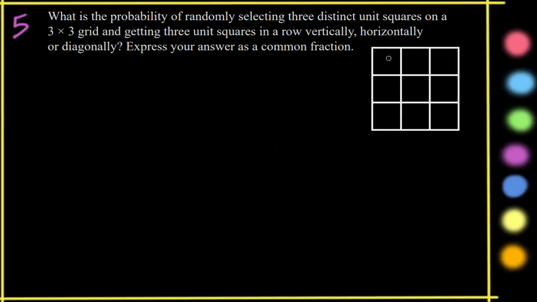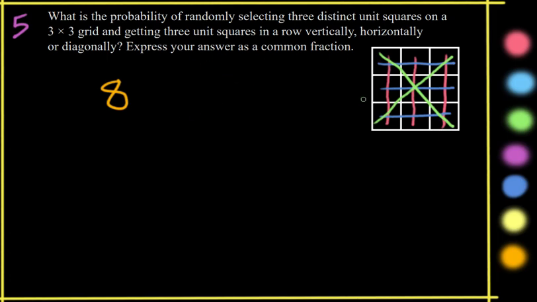Express your answer as a common fraction. Okay, so how many different rows are there? There's 3 vertical rows, right? So that's 3. And then there's 3 horizontal rows. 1, 2, 3. And then finally, there's our 2 diagonal rows. 1 and 2. So altogether, there are 8 ways that she can get, is it a she?